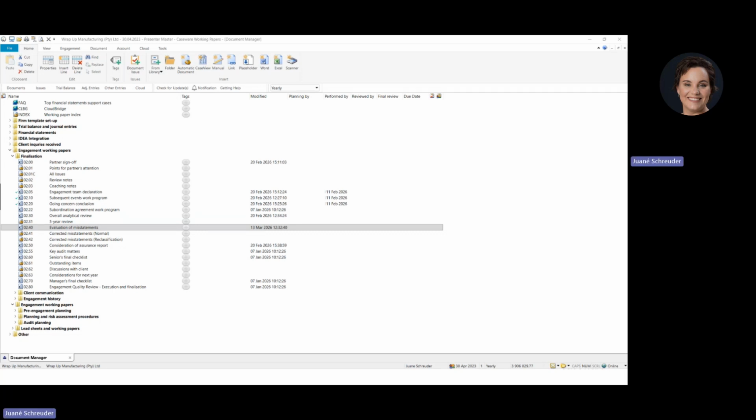So that's the evaluation, that's under finalization. Now, we want to evaluate the misstatements, but not just the journal entries. We're talking now specifically about the disclosures. I'm not sure if you are aware, but in this evaluation of misstatements, there are specific sections where we will go and document the evaluation of misstatements of the disclosures.